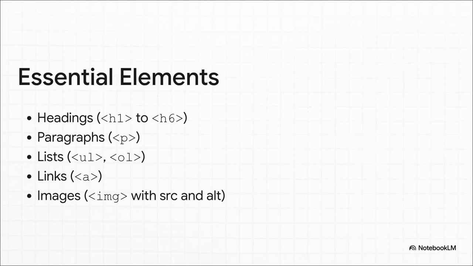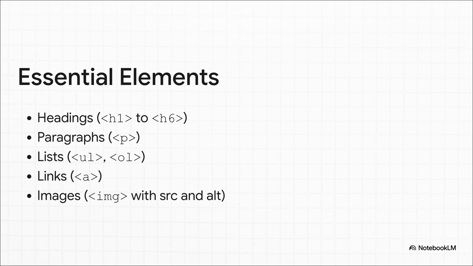Next up are links, which use the a or anchor tag. These absolutely require an href attribute to tell the browser where the link actually goes. Finally, images. The img tag is totally unique because it doesn't even need a closing tag, but it does strictly require a source attribute to locate the image file and an alt attribute. That alt text is absolutely crucial. It provides a written description of the image for screen readers used by visually impaired users.